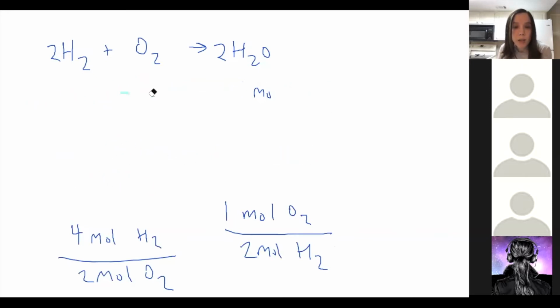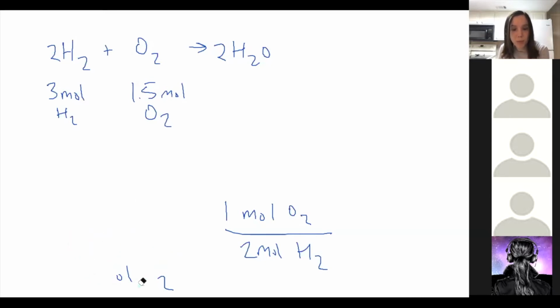Okay, so let's say that we have available for us 3 moles of H2. Okay, so the recipe says that whatever we have of H2, we need half of that of O2. So if we have 3 moles of H2 available for us, then we would need half of that of O2. So we would need 1.5 moles of O2 to react with 3 moles of H2. Now, if we didn't know how to figure that out just by looking at this, we could use a ratio to determine that.